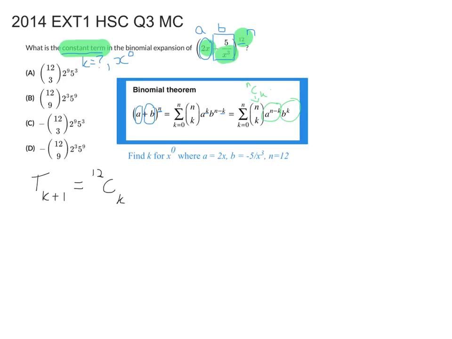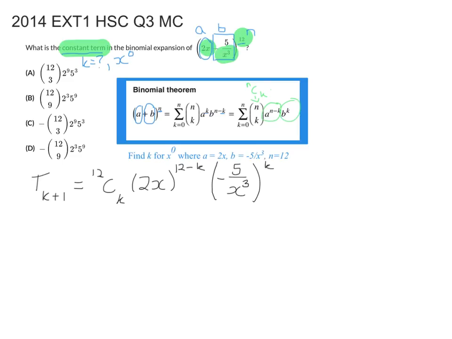Our a value in our expansion with the opposing power is 2x, and I'll make sure that I put it in brackets as there are two values there, with a power of 12 minus k. And our second term, or our b value, making sure that I include the negative, is negative 5 on x cubed with a power of k.